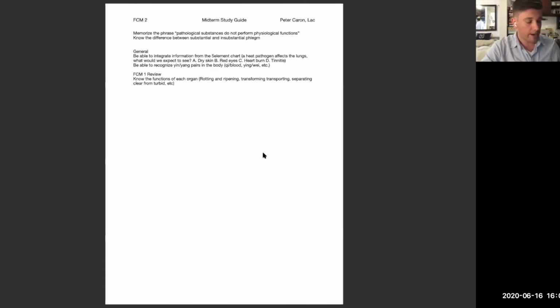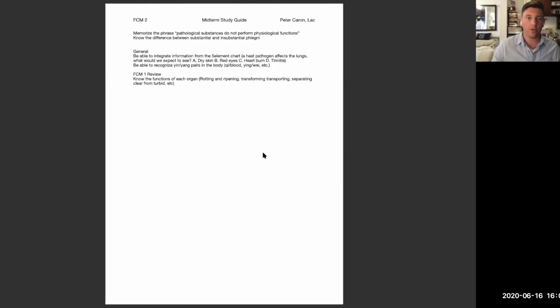And I want you to be able to recognize yin and yang pairs in the body. So qi and blood being a yin and yang pair, yin and wei being a yin yang pair, insubstantial and substantial phlegm being a yin yang pair, heat and cold being a yin yang pair, damp and dry being a yin yang pair. We have a ton of these throughout the body. And thinking in terms of those things is helpful.